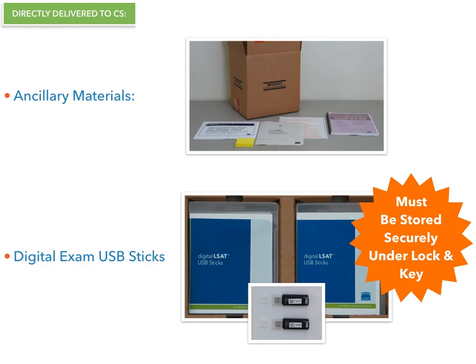There are 4 different types of materials that will be shipped for the exam administration. 2 of these, the ancillary materials and the test day USB sticks, will be shipped directly to the CS prior to exam day. U-Exams will schedule a call with each center supervisor to review and inventory the contents of each package. The ancillary materials should be kept secure, but the test day USB sticks must be stored in a secure location under lock and key until exam day.